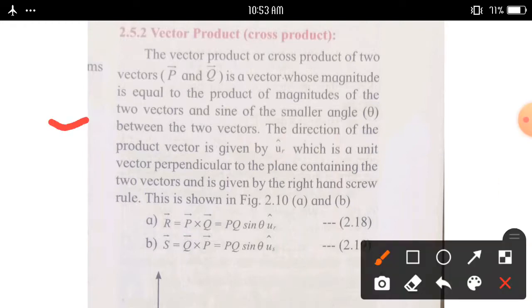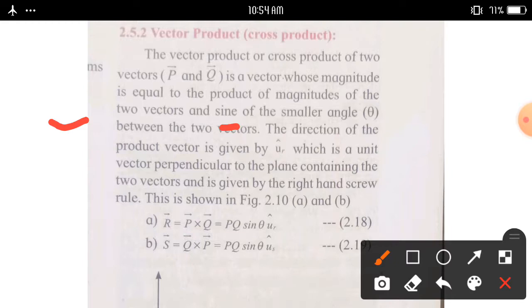See this definition. The vector product of two vectors, suppose we consider p bar and q bar, is a vector whose magnitude is equal to the product of the magnitudes of the two vectors and the sine of the smaller angle between the two vectors. This is the definition. We can repeat it again. The vector product or cross product of two vectors p bar and q bar is a vector whose magnitude is equal to the product of the magnitudes of the two vectors and the sine of the smaller angle. Suppose we consider this smaller angle theta between these two vectors.